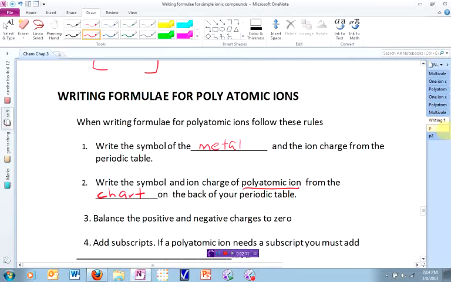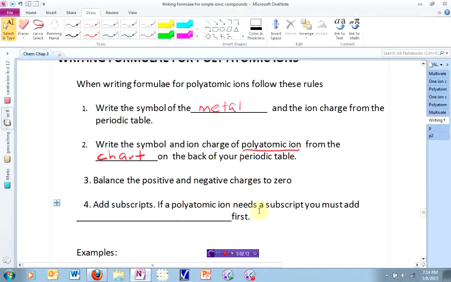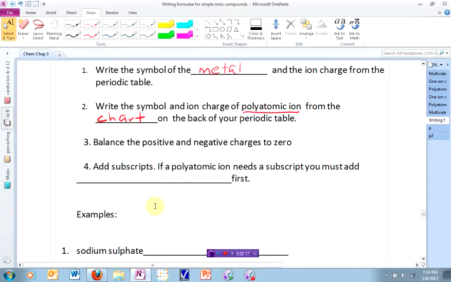Then you're going to balance the positive and negative charges to 0. And the last thing we do is add subscripts. The only difference here is if the polyatomic ion needs a subscript, you're going to need to add a set of brackets around the ion first. So let's do a few examples.